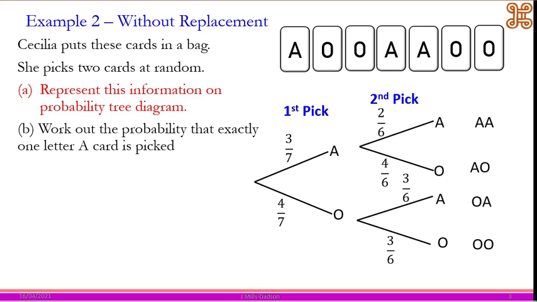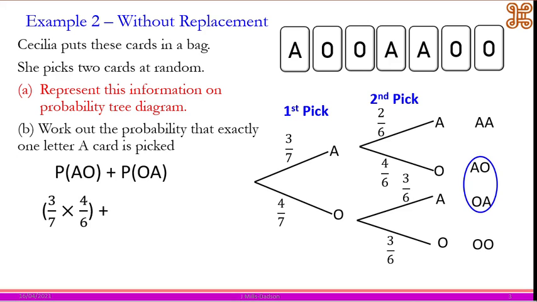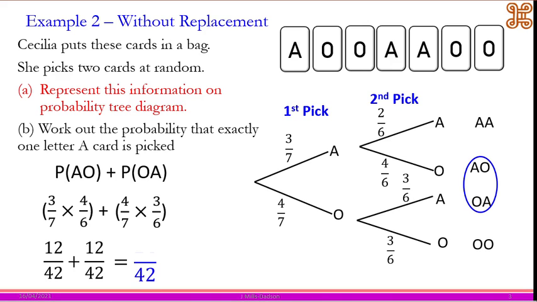So to work out probability that exactly one letter A card is picked, one letter A card exactly. So that is AO and OA. So you need to work that out separately. 3 over 7 times 4 over 6 plus 4 over 7 times 3 over 6. And that gives you 24 over 42. Sometimes you may be asked to simplify the probability, but I just leave it as it is like that.